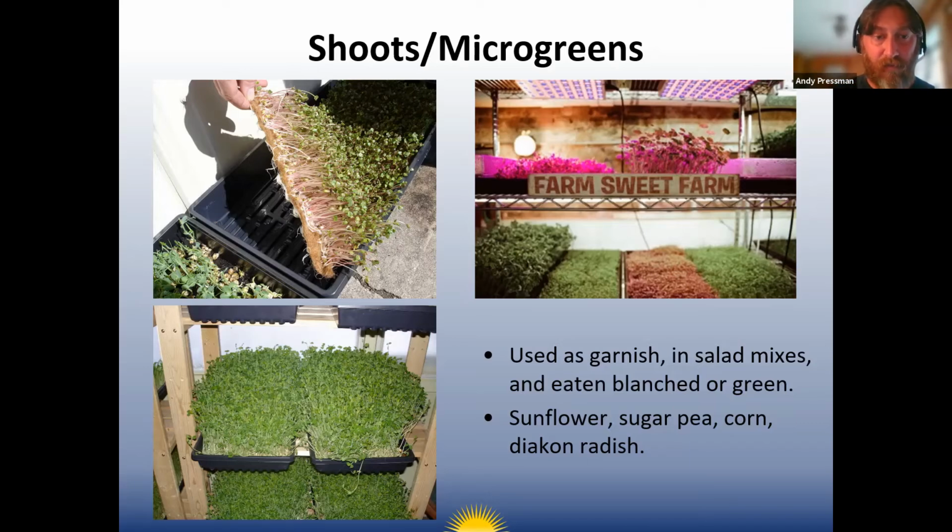The picture there of Farm Sweet Farm, that was a farm we toured at our last Farm to Urban farm, which was just amazing. They had this old warehouse that they put into microgreen production. And then they would deliver throughout the city with a bike carrier. And then the other pictures are of my former shoot production, traditionally sunflower, sugar peas, corn, daikon radish, which are specifically bred for this, but would go directly to restaurants for not only salad mixes, but also for garnishes. Next slide.